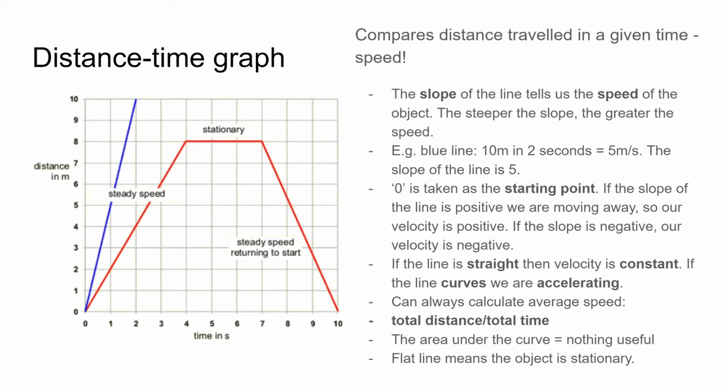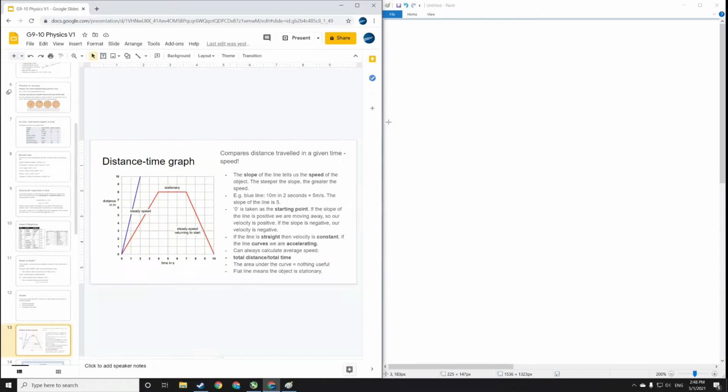So let's look at the first, distance time graphs. They compare distance traveled in a given time, which is speed. That's because speed is simply the change in distance over a change in time. And so the slope of the line actually tells us the speed of an object. Let me explain why.